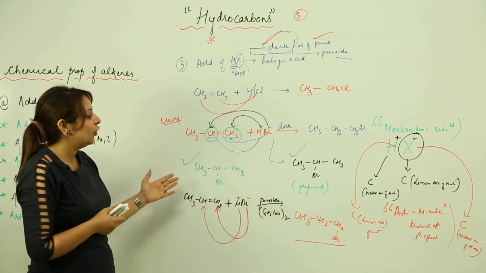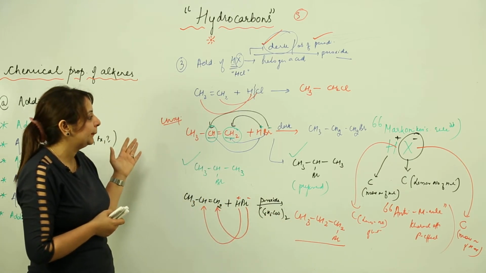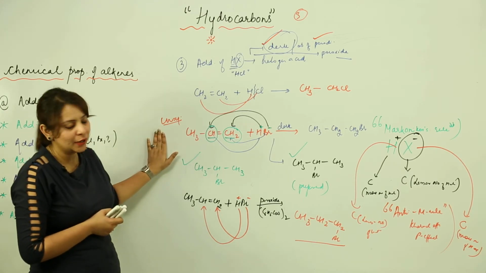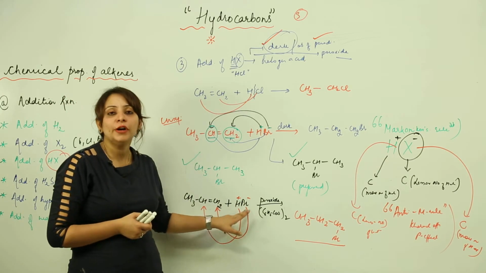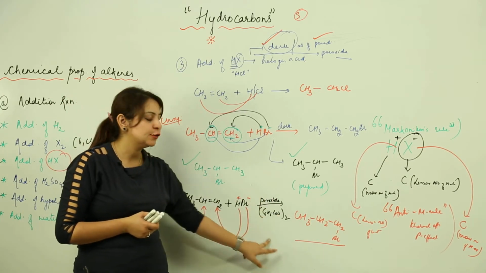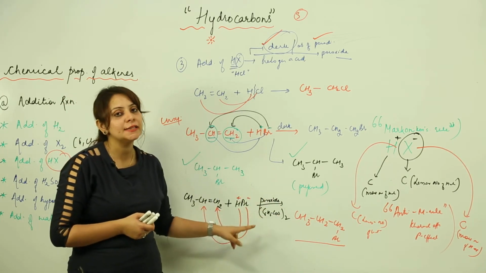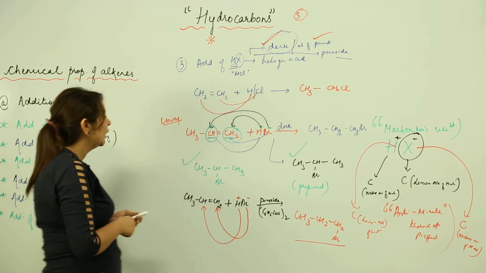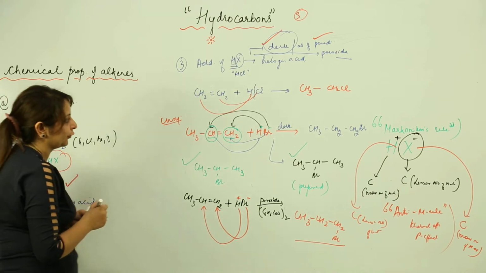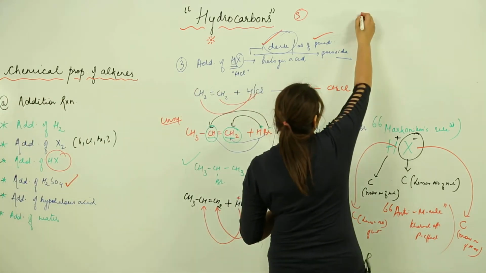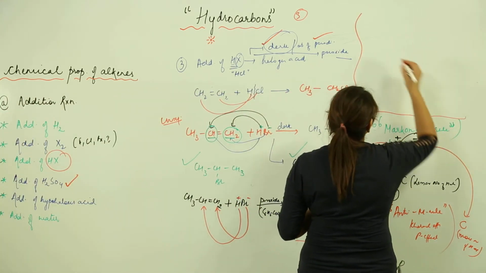Otherwise, for HCl and HI, only this is going to occur, this won't occur. So this anti-Markovnikov rule particularly works for HBr in the presence of peroxide. That is why it is called the peroxide effect. Next addition is addition of H2SO4. Let's see what happens when we add H2SO4.